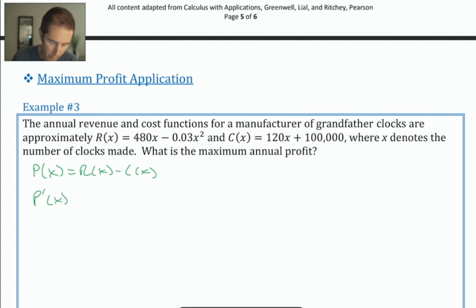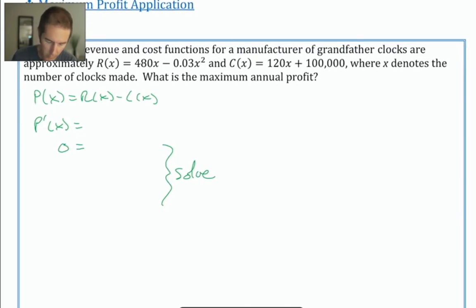P prime of x, and then you'll have to take P prime of x and let it be 0. And then you'll have to solve. And when you solve it, you're going to get an answer of x equals something. That's how many clocks have to be manufactured in order to generate the maximum annual profit. You'll have to take that x value and plug it back into your profit function in order to answer the question, what is the maximum annual profit?